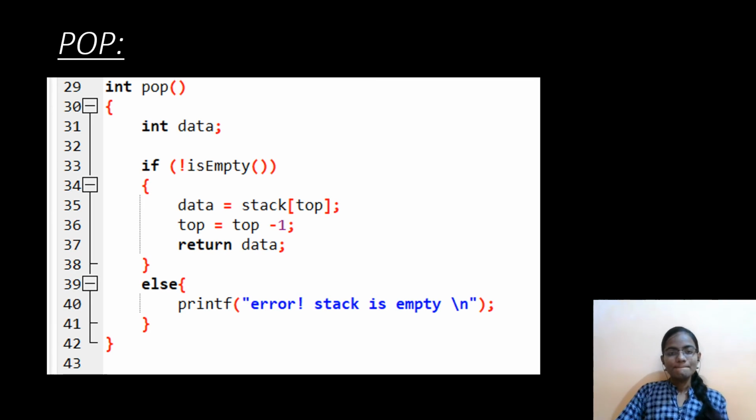Now we will see the pop implementation in a program. Before popping, we should check whether the stack is empty. If the stack is empty, we cannot pop any more elements. Like if the top is equal to -1, it is an empty stack. So if it is an empty stack, we will print an error, stack is empty. If it is not empty, we can remove an element from the stack, and the top value will be decremented by 1.